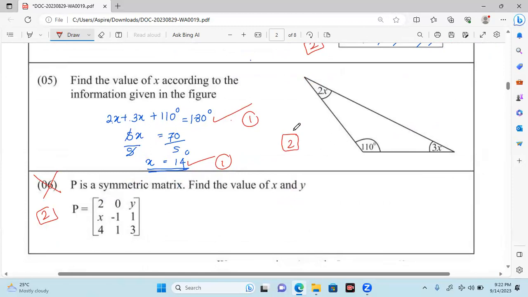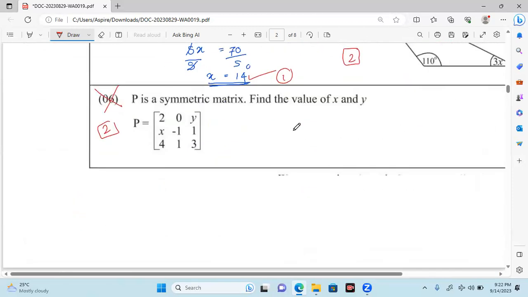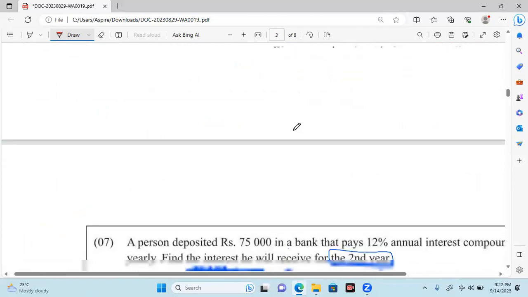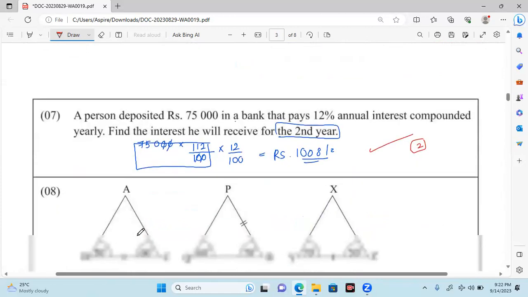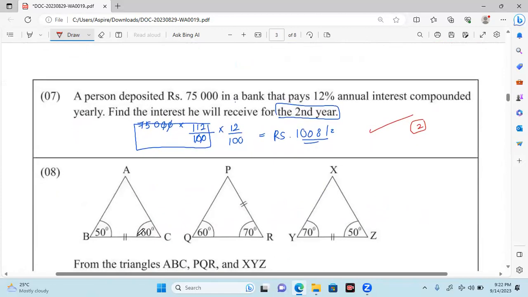Teacher, in the seventh one, shouldn't we be supposed to find the simple interest rate? No, it is compounded. It means annual interest compounded yearly. No? Okay.